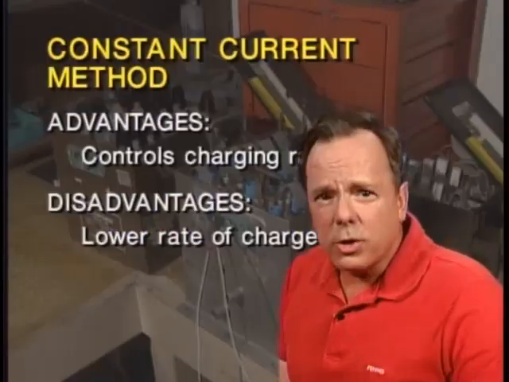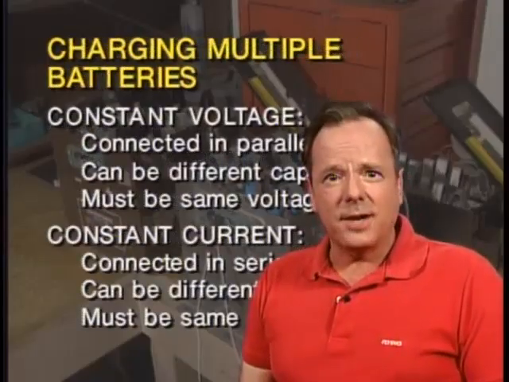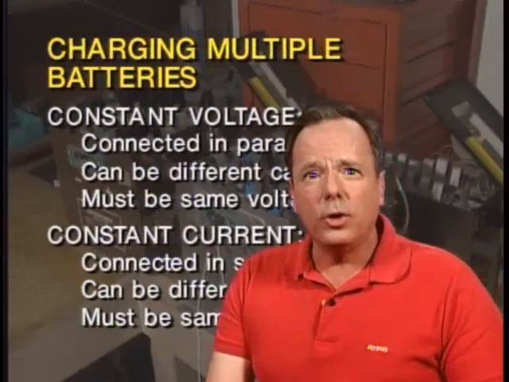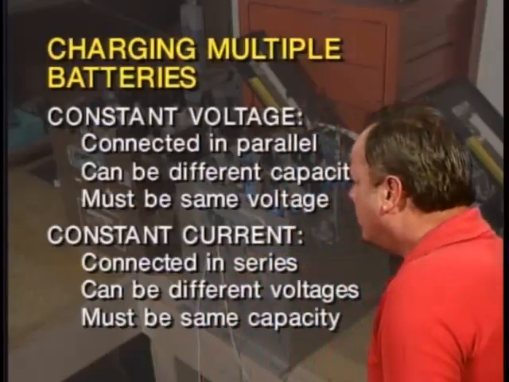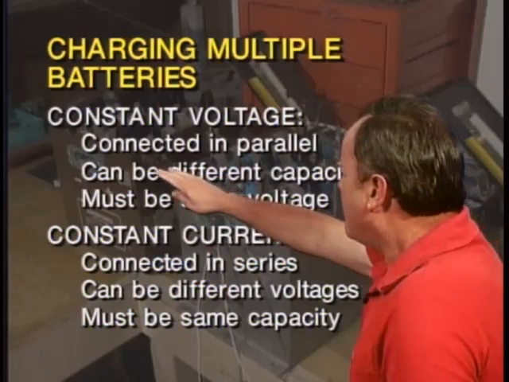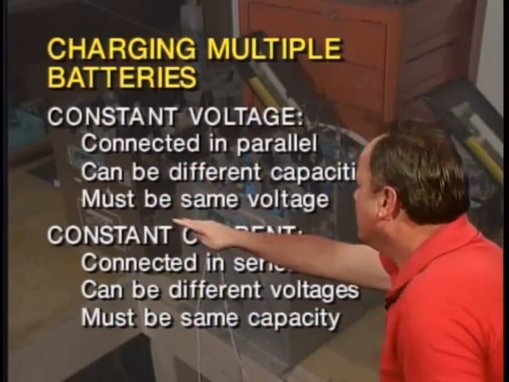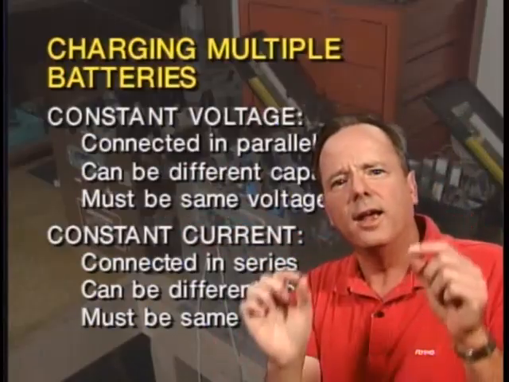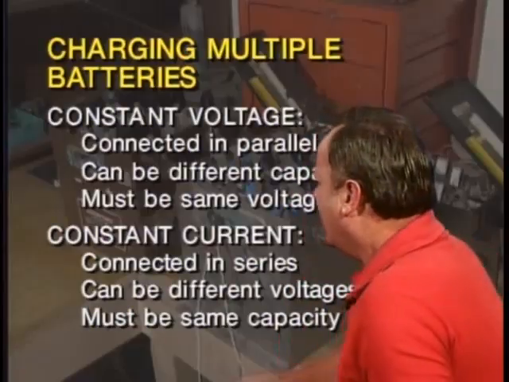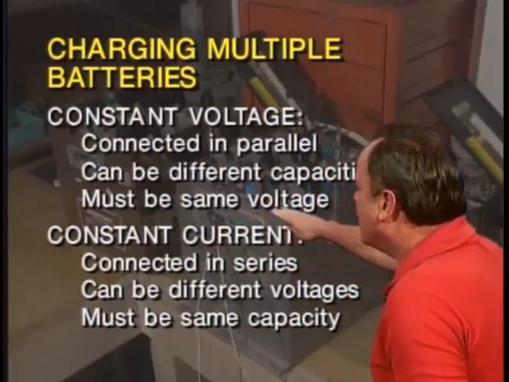Now, if you're charging multiple batteries at the same time, you could use the constant voltage method. To use the constant voltage method, the batteries must be connected in parallel, and they can even be of different capacities, but they must be of the same voltage because you're applying a certain voltage to the batteries, and you therefore want the batteries to all be of the same voltage.